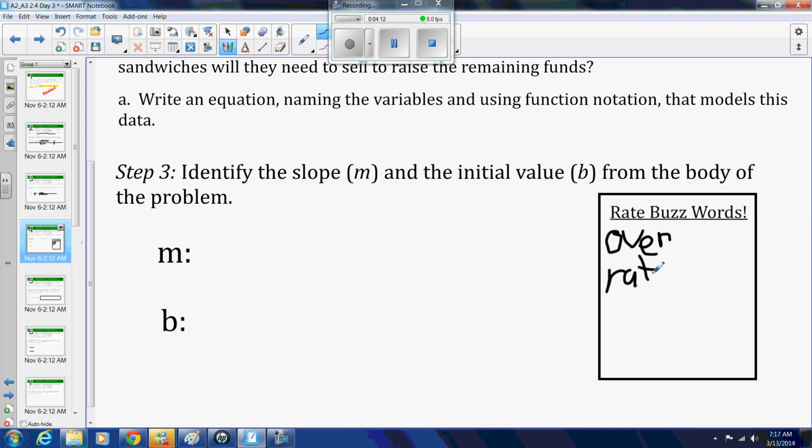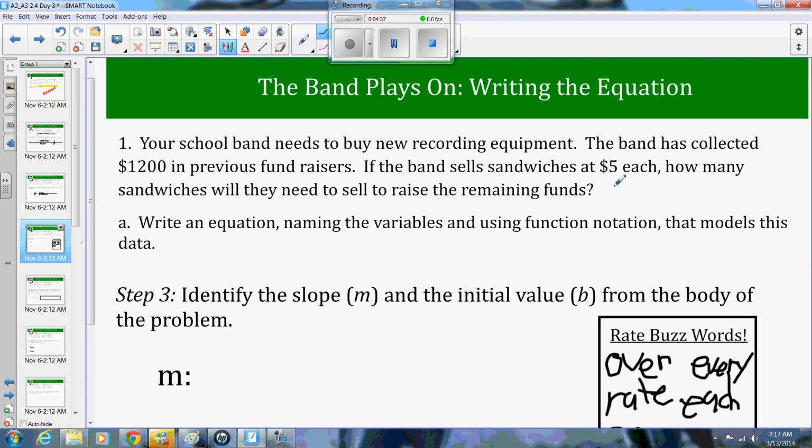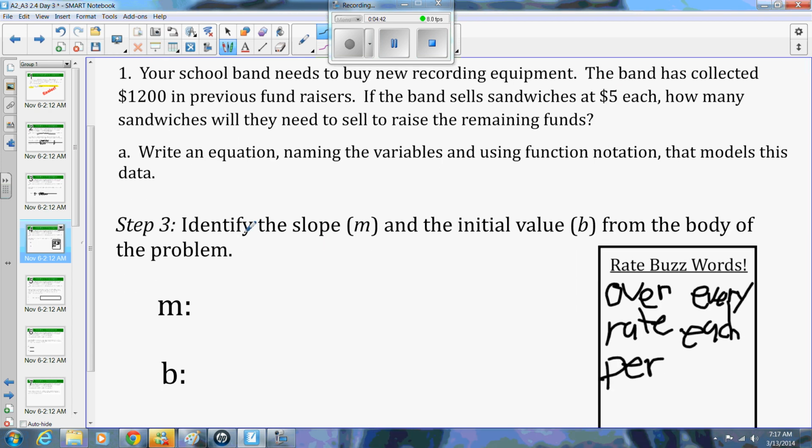If you're using the word rate, of course, that means the rate. Every, every is one. That's a good one. Each, the word each. Per, that's probably the most common one, per. So if you see any of these words around a number, all these words mean rate. So in this particular problem, we do have the word each. As you can see, the band sells the sandwiches at $5 each. So given that that's the case, I am going to say that the rate, of course, or the slope is 5. Now, it's really just what's the other number in the problem.